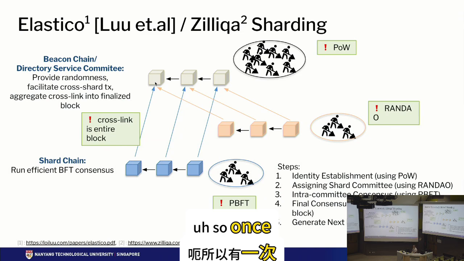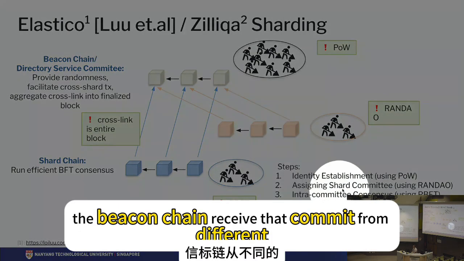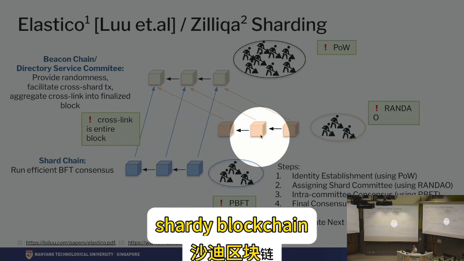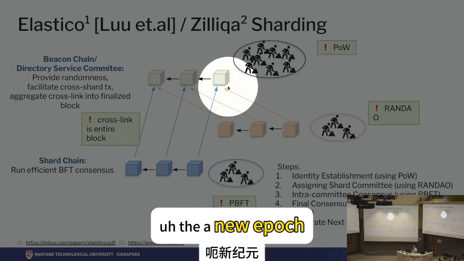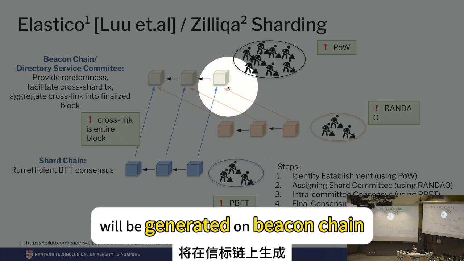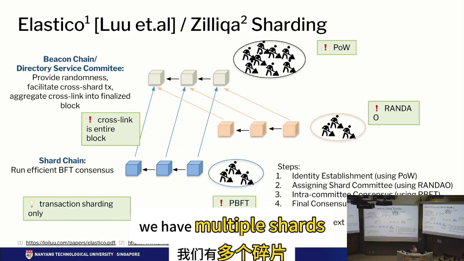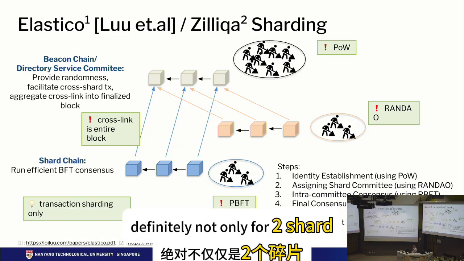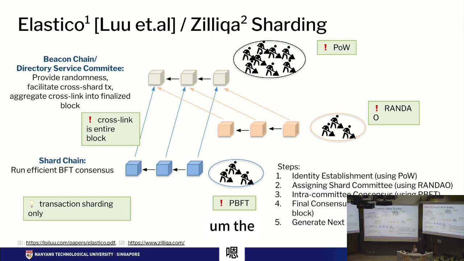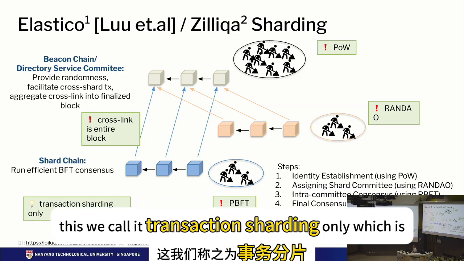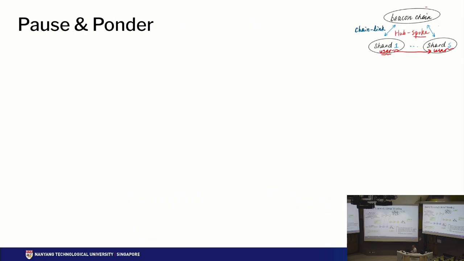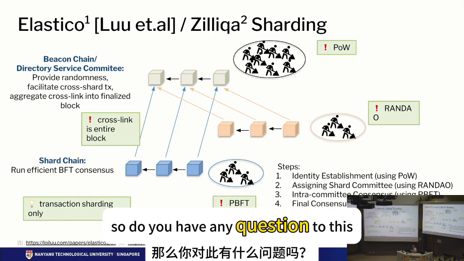So once the beacon chain receives that commit from the different sharded blockchains, a new epoch will be generated on the beacon chain. Again, this is only for illustration purposes. They have multiple shards, definitely not only two shards. This we call transaction sharding only, which is committed to the entire block. Do you have any questions about this?